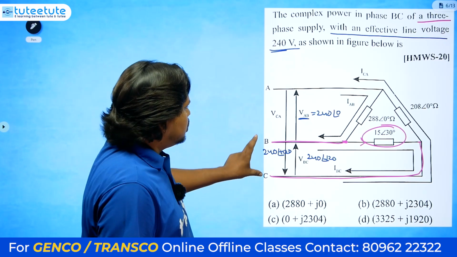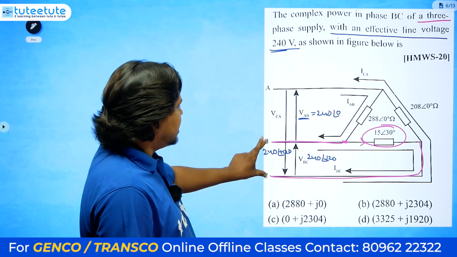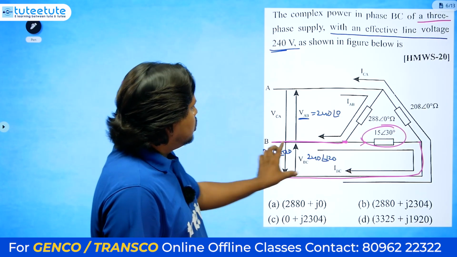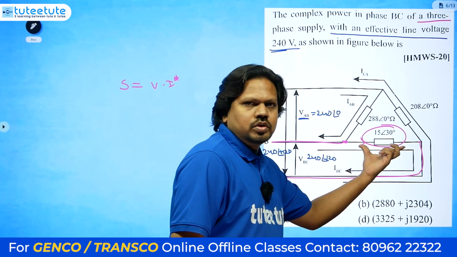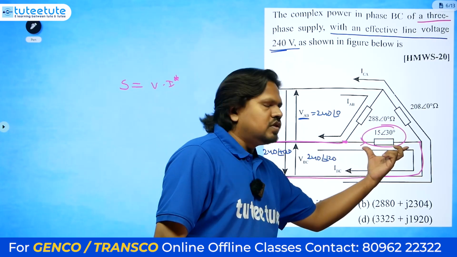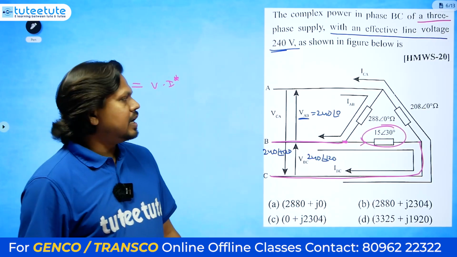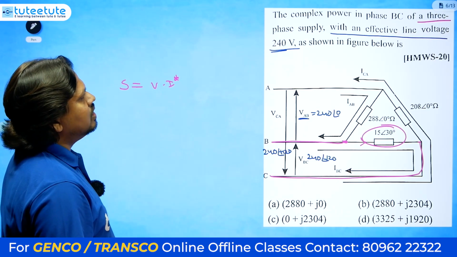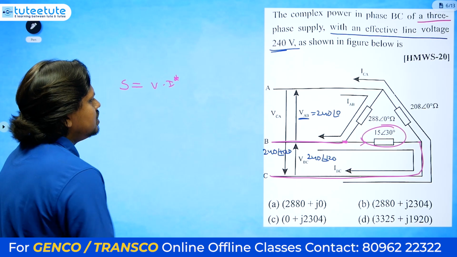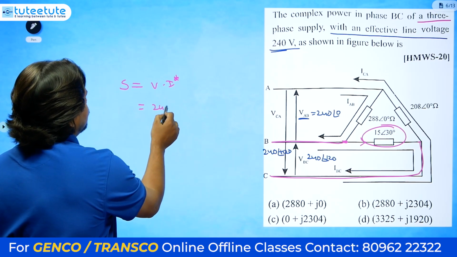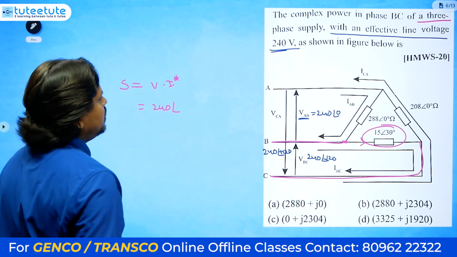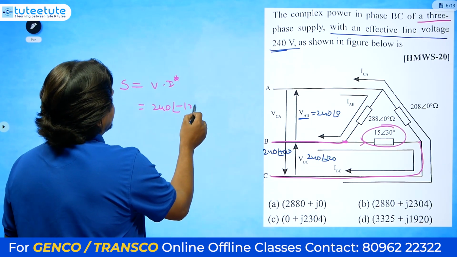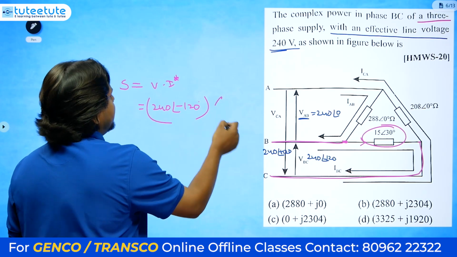This is the delta connection. For any delta connection, the line voltage means the voltage between these two lines, and similarly the phase voltage. So the line voltage and phase voltage will be the same for a three phase delta connection. Here they have already given the line voltage, so we can consider directly 240 at an angle of, between B and C, what is the voltage? 240 at an angle of minus 120 degree into I conjugate.